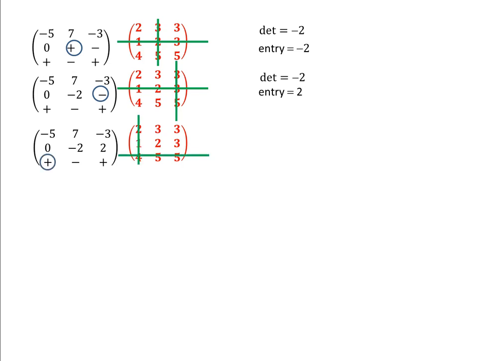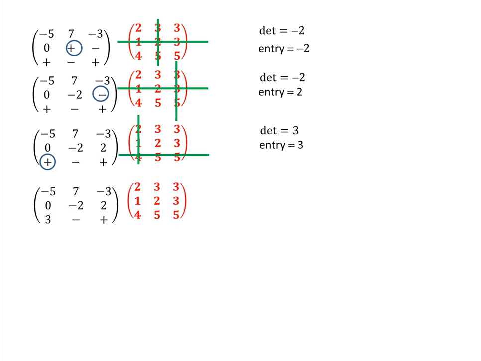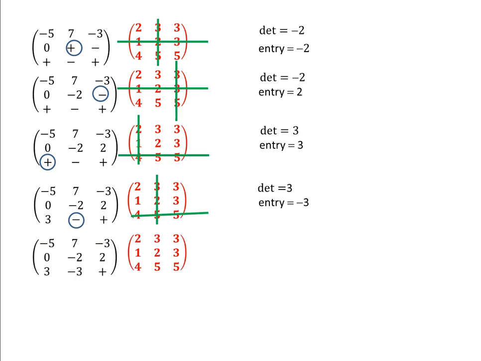Next entry, the determinant is 3. The entry in the grid matrix is a plus, so the entry that's going to replace that plus is just going to be the same as the determinant, namely 3. For the next entry, the determinant of what is left is 3. In the grid matrix we've got a minus, so the entry now is going to be the negative of the determinant, in other words it's going to be minus 3.